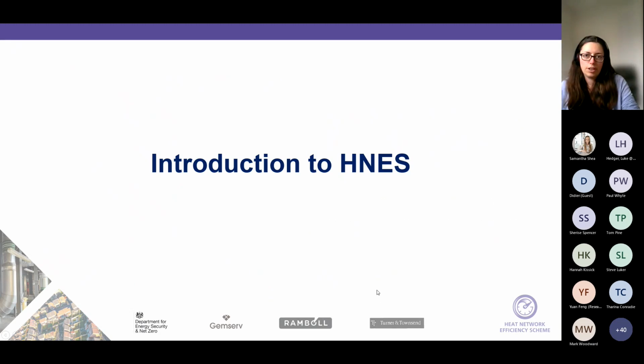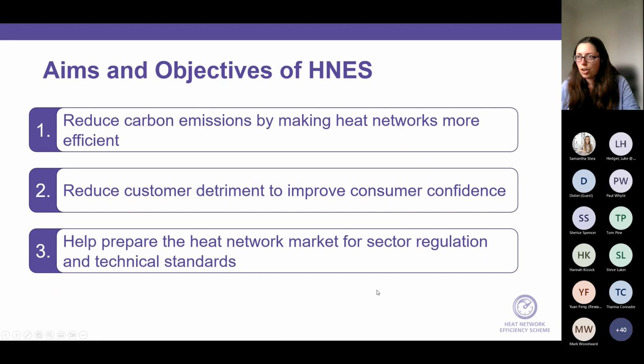Okay, so to give you an overview of HNES, there are three objectives. They're very similar to what we had in the demonstrator. The first one is to reduce carbon emissions by making heat networks more efficient. So again, the heat network efficiency scheme implies that that's something we'd be looking to do.